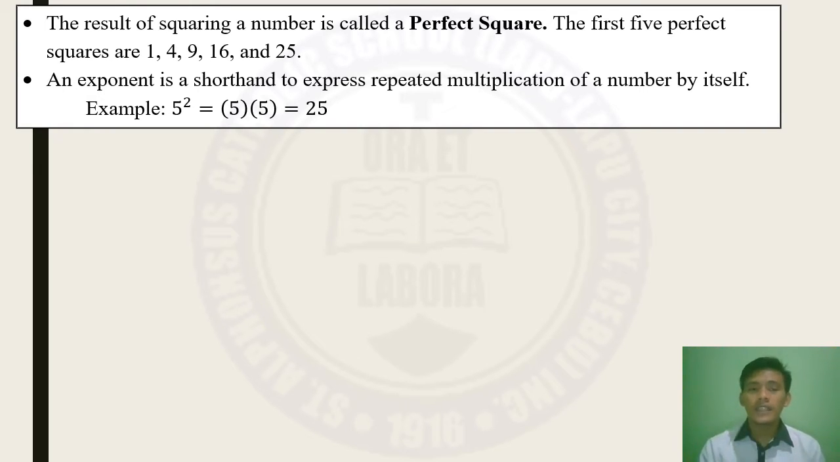An exponent is a shorthand to express repeated multiplication of a number by itself. Example, 5 squared is equal to 5 times 5, which is equal to 25. Even 10 squared is equal to 10 times 10, which is equal to 100.